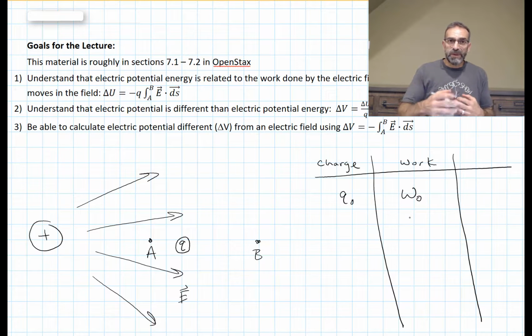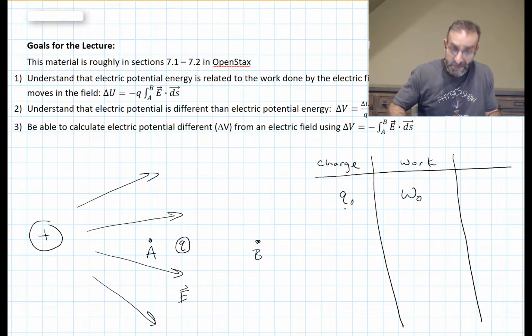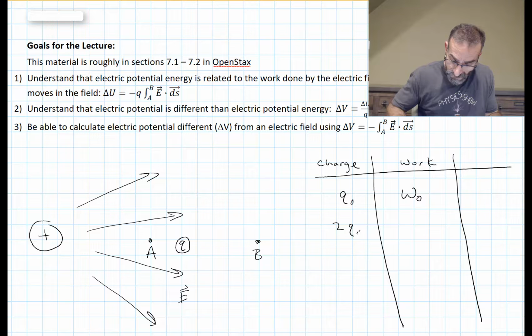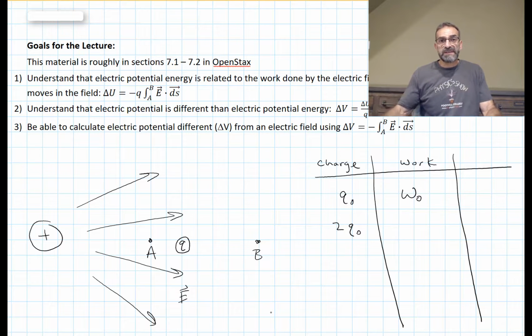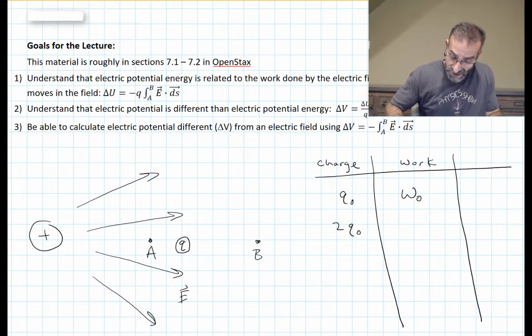Now I want to move a different particle from A to B. I want to move one that has twice as much charge. So if I change the charge on my object from Q naught to 2Q naught, how much work does the field do in moving that charge from A to B? Hopefully you said twice as much, right? Because the distance is the same, but the force is now twice as big. F equals QE. So it does twice as much work.